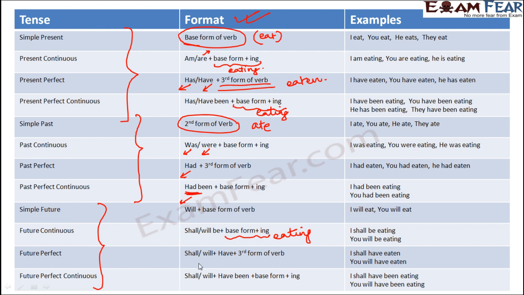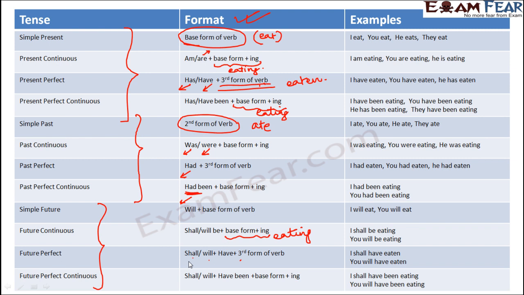Okay, and in future perfect again you have will or shall plus have plus third form of the verb, because if you see, in the perfect tense you always use the third form of the verb, but here other than this you also have will or shall along with it. So we'll have I shall have eaten, you will have eaten, he will have eaten, Rama will have eaten. And similarly, future perfect continuous would be I shall have been eating, you will have been eating, and things like that.